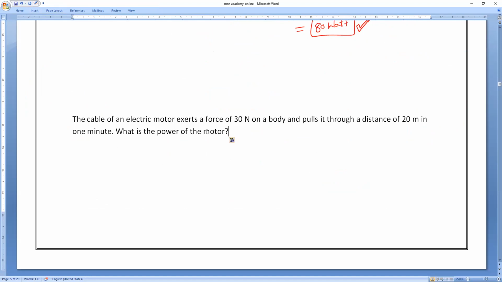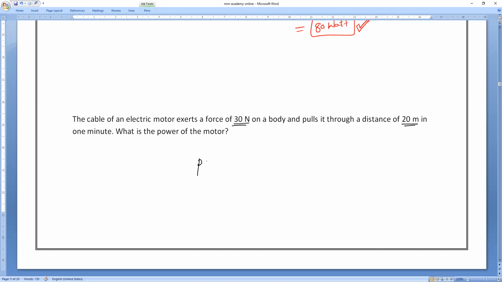The cable of an electric motor exerts a force of 30 newtons on a body and pulls it through a distance of 20 meters in 1 minute. What is the power of the motor? That's all. They're asking power. It is saying that applied force is 30 newtons and distance is 20 meters. So what else can you say? You have to speak loudly.